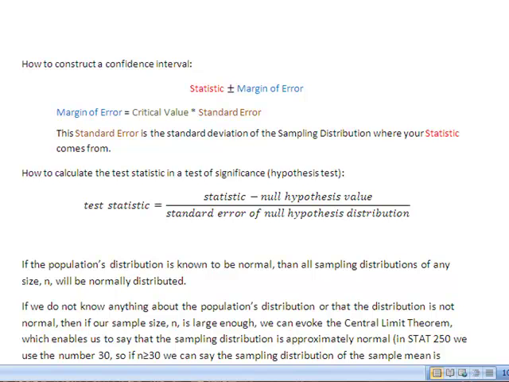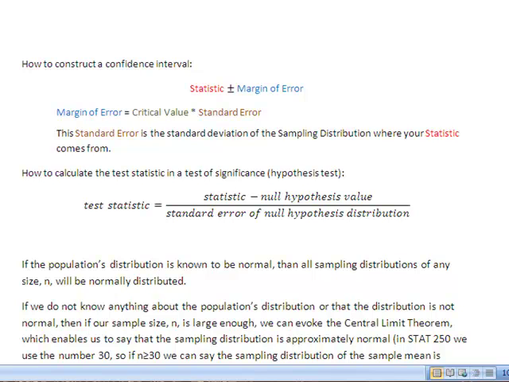Well, first we're going to look back on how to construct a confidence interval about a parameter. It's always the statistic, the point estimate of that parameter, plus or minus a margin of error. The margin of error, remember, is a critical value times the standard error of our sampling distribution about that particular statistic. How do we calculate the test statistic in a test of significance for the hypothesis test?